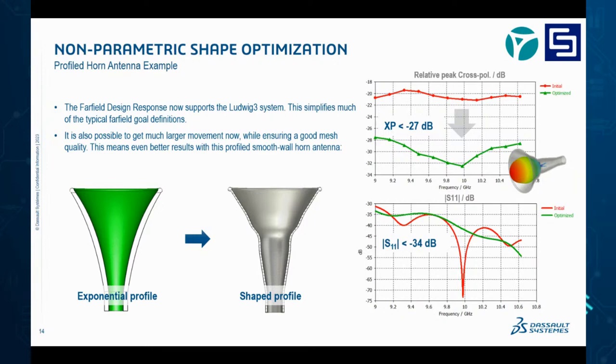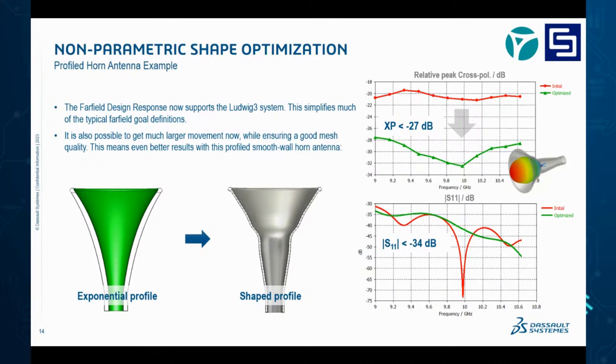Like for example, here we have this smooth wall horn antenna. So what we start with, we take one antenna from Antenna Magus that uses an exponential function for this inner wall of this horn antenna, which typically outperforms all the lower order functions that are given, I mean, for an antenna of this size here.